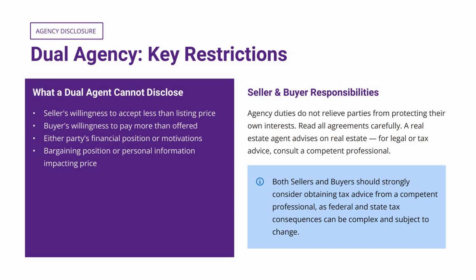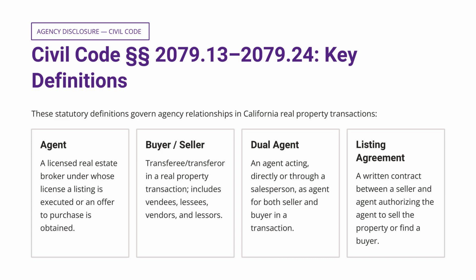To ensure clarity, the Civil Code provides specific definitions for key terms in agency relationships. An agent is a licensed broker facilitating a transaction. A buyer or seller refers to the transferee or transferor of property. A dual agent is an agent representing both parties. A listing agreement is the contract authorizing an agent to sell property.